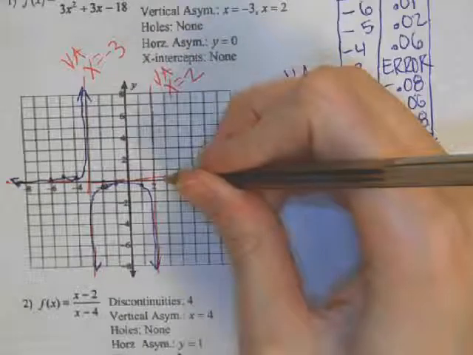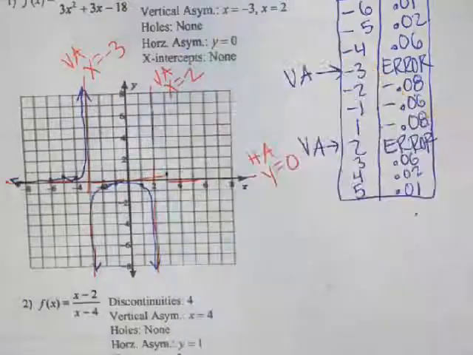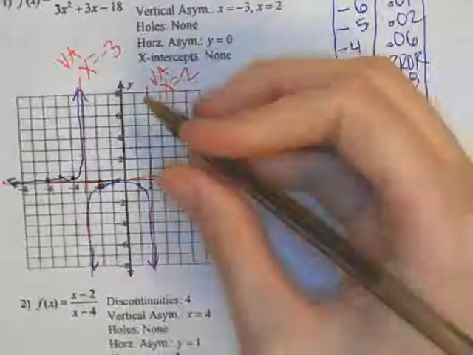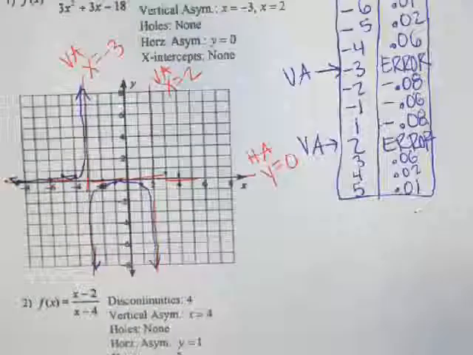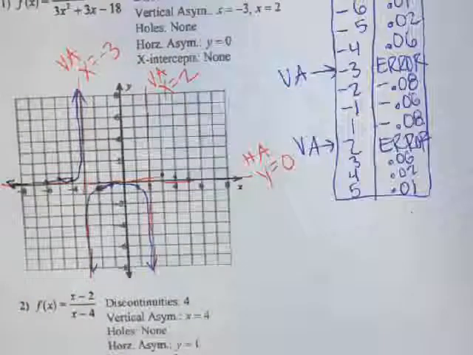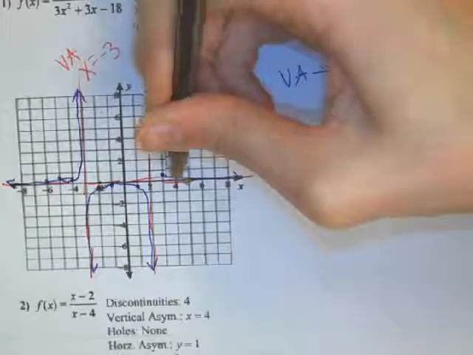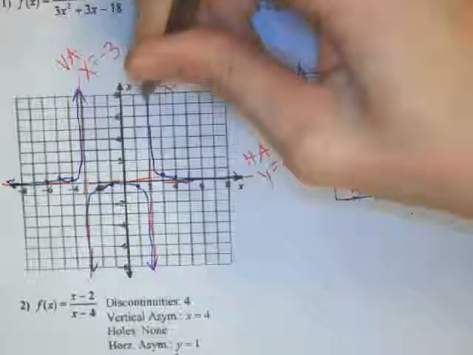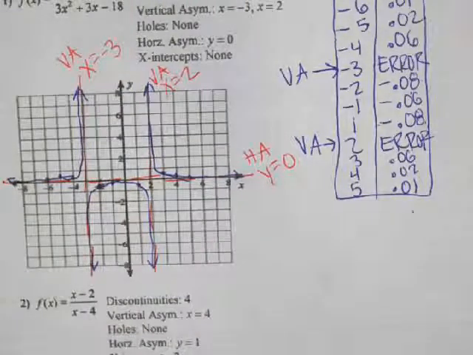3, 0.06. Little bit above. 4, 0.02. Even closer to 0. 5, 0.01. Even closer to 0. So look, we're hugging very tightly. And again, hugging very tightly. But isn't that what your calculator looked like? Yeah. This is as ugly as it's going to get, guys.